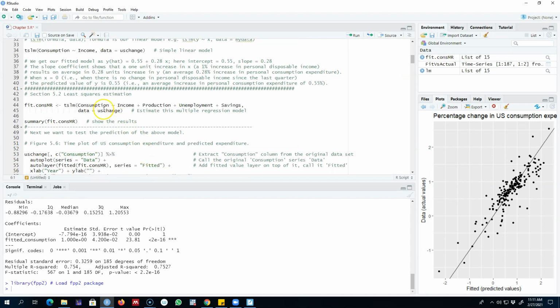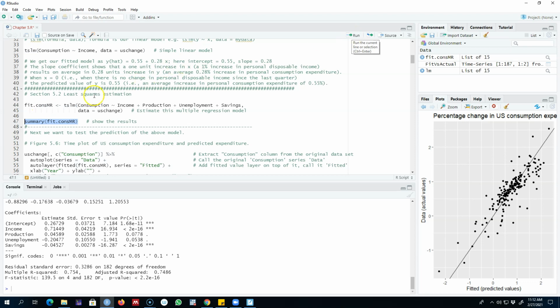And then we are regressing again the variable consumption, which shows the change in consumption. And here we want to predict consumption patterns based on four variables: income, production, unemployment, and saving rates, all measured in change. And the data for all these five variables is contained in this data set US change, which is a time series data. So we're gonna go ahead and regress this model using a TSLM function, which is time series linear model, and then I'm gonna save this model.